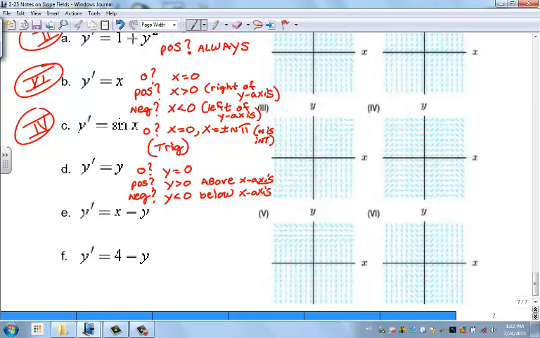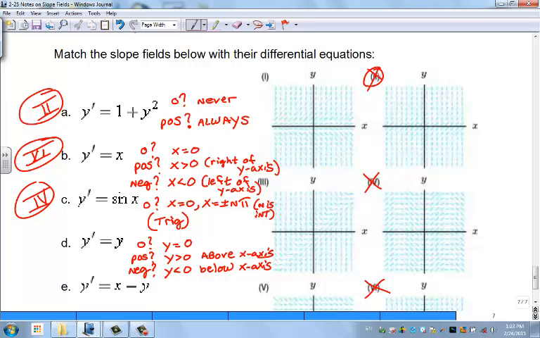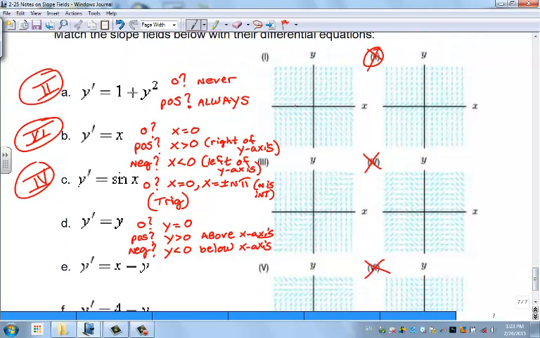So now let's go ahead and take a look. Which one has zeros at y equals 0, or on the x-axis? Well, let's see. We've already used 6, we've already used 4, we've already used 2. So we're looking for slopes of 0 on the x-axis. It appears that that only happens in one place, and that would be choice 1. Let's double check. Do we have positive slopes above the x-axis? Yes. Do we have negative slopes below the x-axis? Yes. So D is 1.